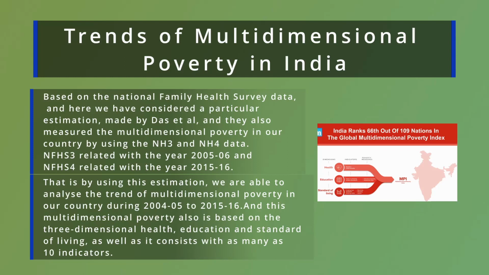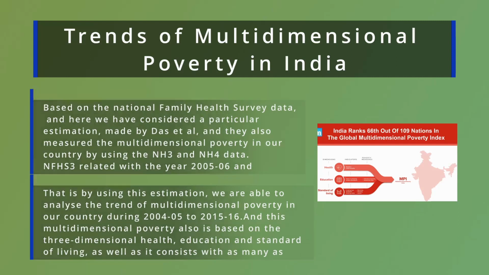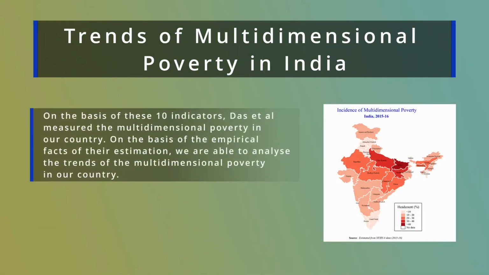2004-5 to 2015-16. And this multidimensional poverty is also based on 3 dimensions: health, education and standard of living, and it consists of as many as 10 indicators. On the basis of these 10 indicators and 3 dimensions, Das et al. measured the multidimensional poverty in our country. On the basis of the empirical facts of their estimation, we are able to analyze the trends of the multidimensional poverty in our country.